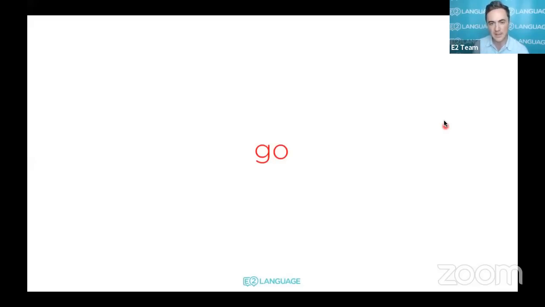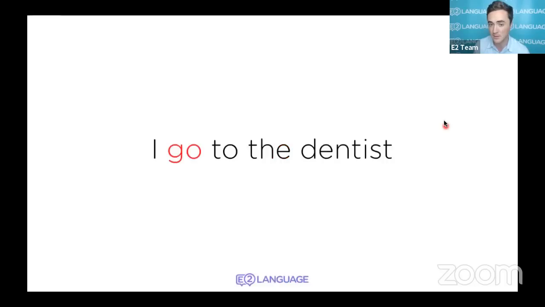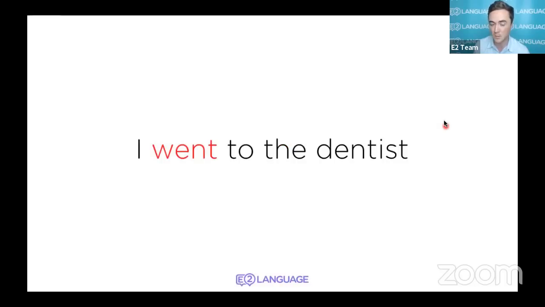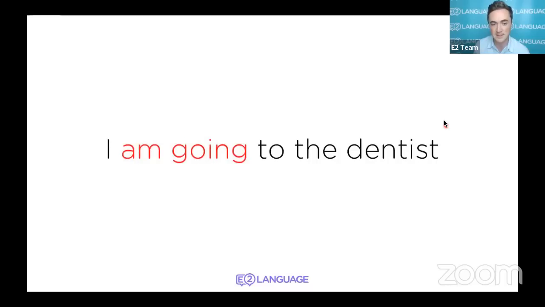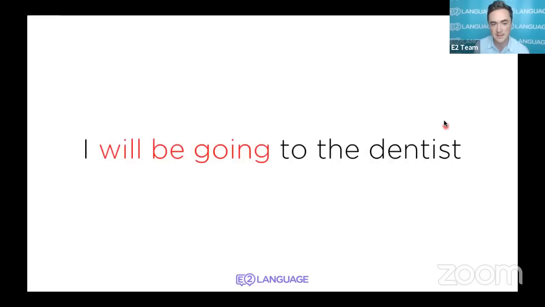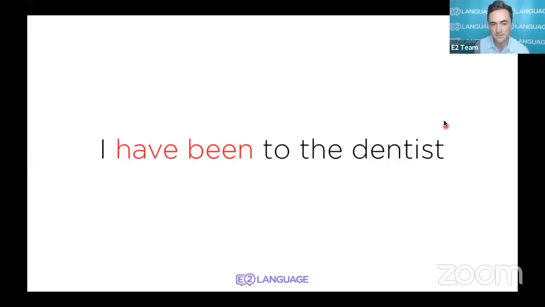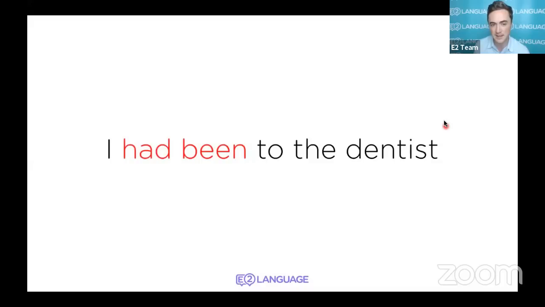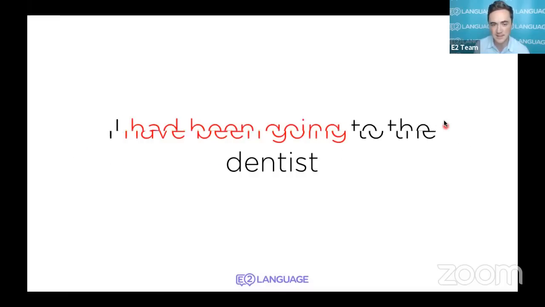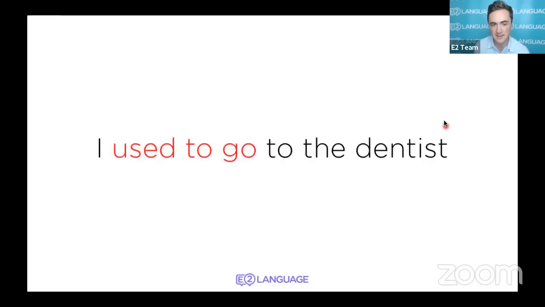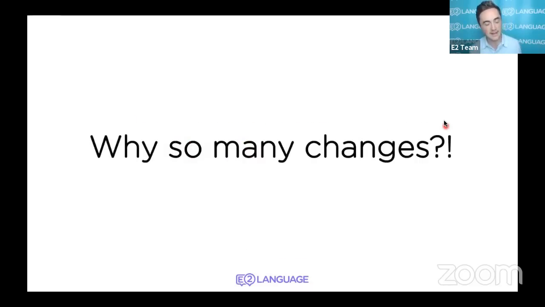If we look at a simple verb like go, we can see all the different changes it makes. I go to the dentist. I went to the dentist. I'll go to the dentist. I'm going to the dentist. I was going to the dentist. I will be going to the dentist. I've been to the dentist. I had been to the dentist. I will have been to the dentist. I have been going to the dentist. I had been going to the dentist. I used to go to the dentist.